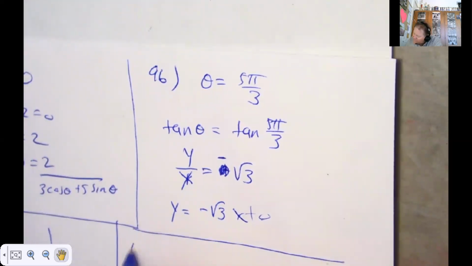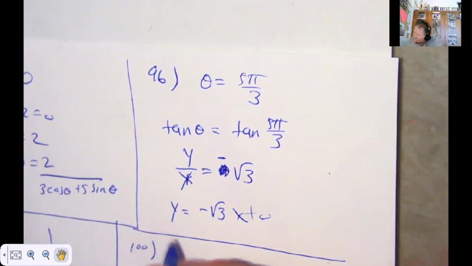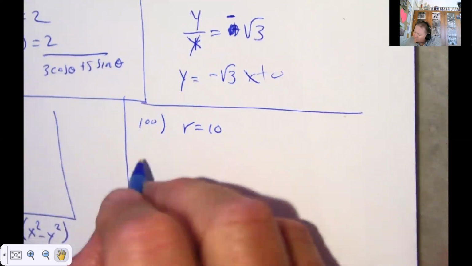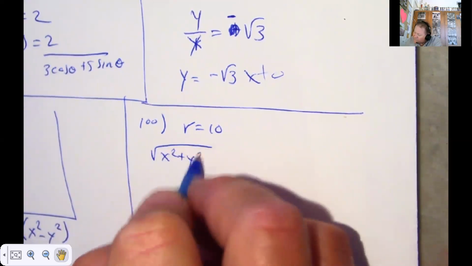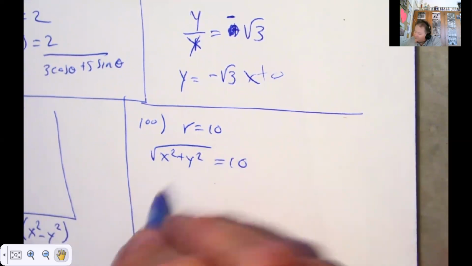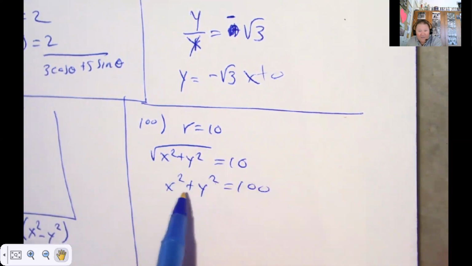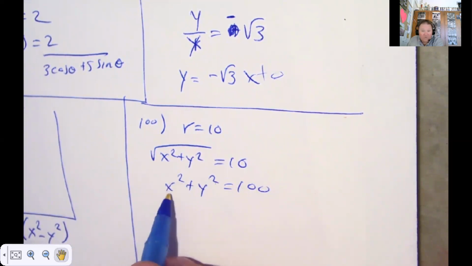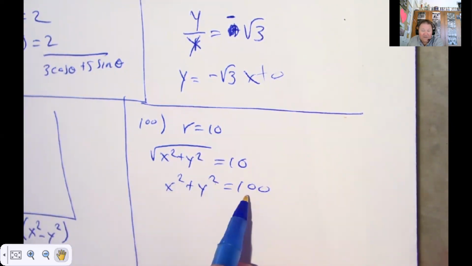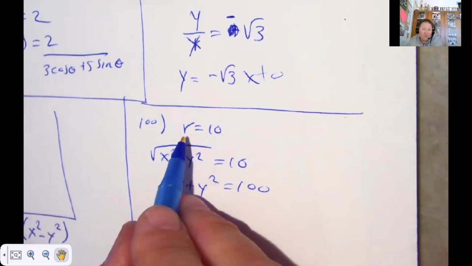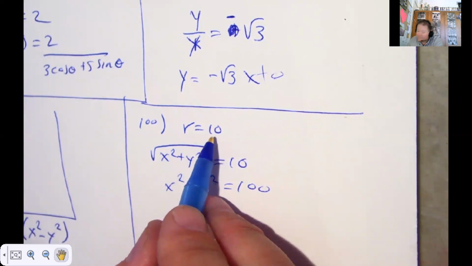All righty, let's go to 100. r equals 10. Another way to write this: what is r? It's the square root of x squared plus y squared equals 10. Square both sides, you get x squared plus y squared equals 100. So it makes sense, right? In rectangular form, that's a circle whose center is at 0, 0, and the radius is 10. And in polar form, that's a circle whose center is at the pole and whose radius is 10. So same thing.